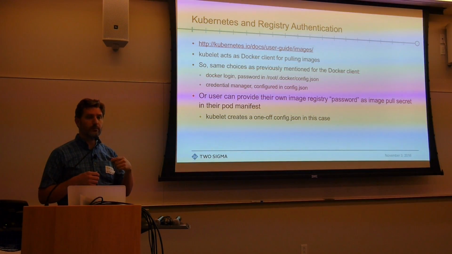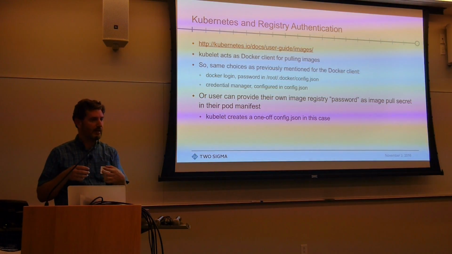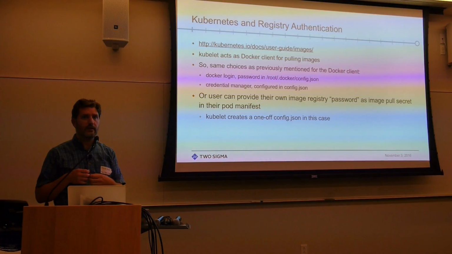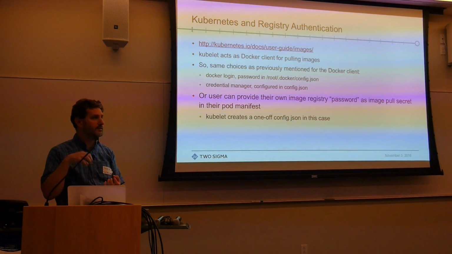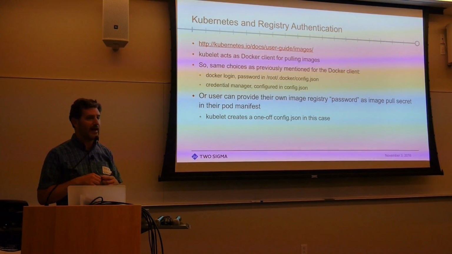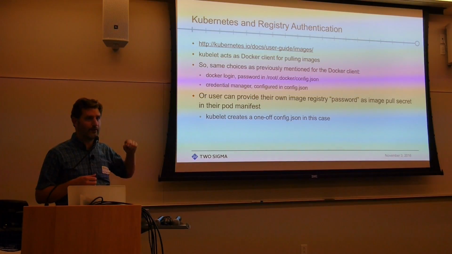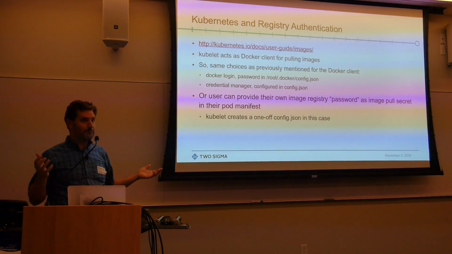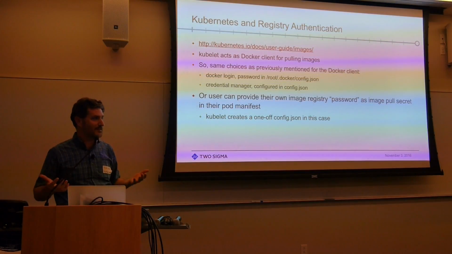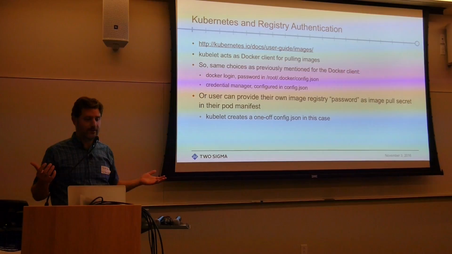So previously, on the machine where the user is, we had the Docker daemon and the Docker client. In a Kubernetes world, you still have the Docker daemon, but you have kubelet instead of the Docker client. So kubelet is acting as the Docker client in this case. They do that by literally just pulling in the Docker code from GitHub. So it's not a rewrite. It's the exact same code, just running in kubelet instead of Docker client.